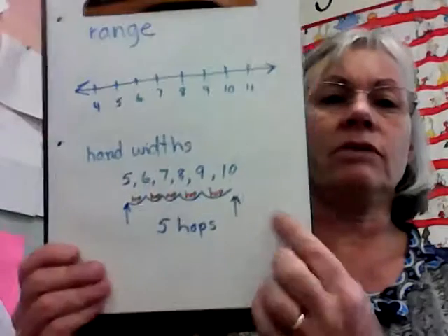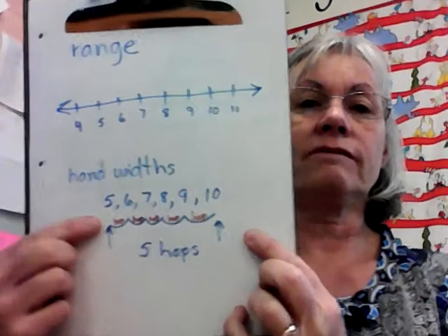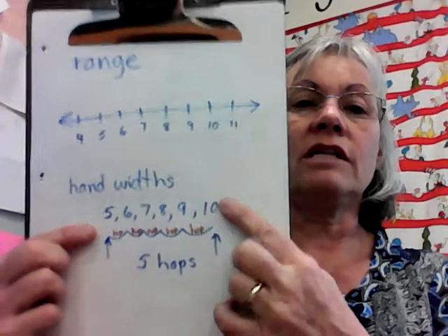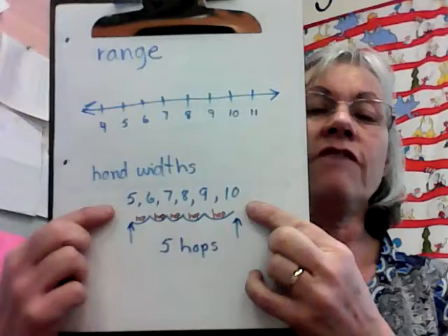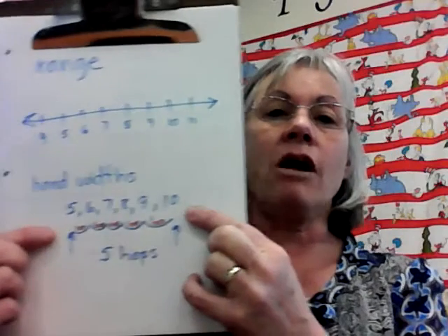The range of a set of numbers is determined by finding the lowest number, which is right over here, and also the highest number, and counting how far apart they are as if they were on the number line. So I've drawn little hops down here.